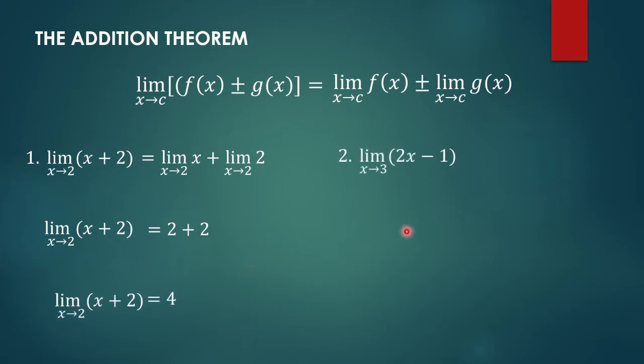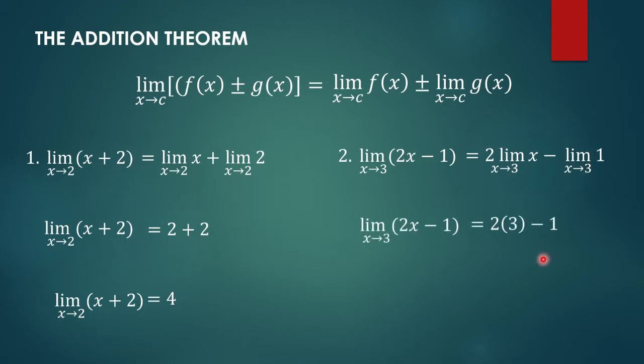Another example, we have the limit of 2x minus 1 as x approaches 3. For this, we have the constant multiple theorem, so this can be written as 2 times the limit of x as x approaches 3 minus the limit of 1 as x approaches 3. So we can have 2 times the limit of x, which is 3, minus the limit of a constant, which is 1. So we have 2 times 3 minus 1, so we have 5.